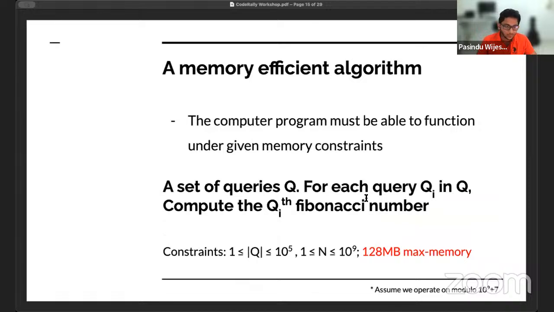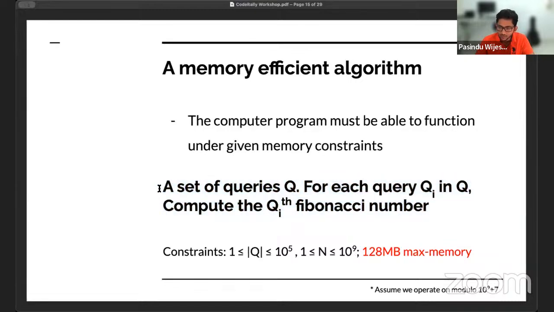And the third property is your algorithm, and in the end, the program that comes out of it needs to be memory efficient. So there's going to be bounded memory. So we have another small adjustment to the problem now.